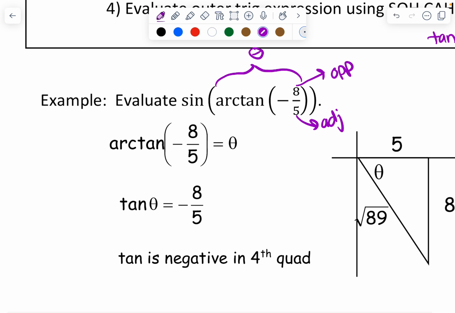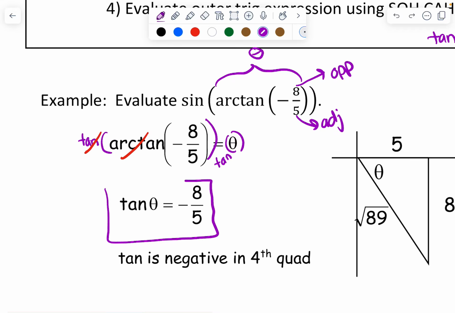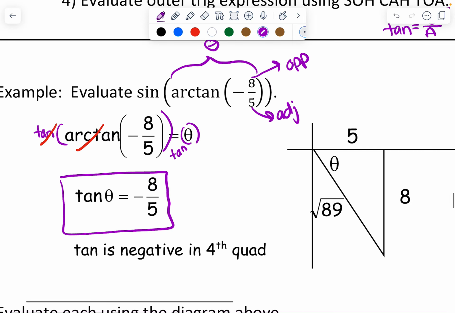So what we did to get to this step is that we took the tangent of both sides. So if I take the tangent of the left side, that means I need to take the tangent of the right side. Now, tangent and arctangent are inverses, so they will cancel out, which means we're left with tan theta is equal to negative 8 over 5. And what this tells me is the sides of the triangle that I will be constructing, because now I see that I have the opposite over the adjacent.